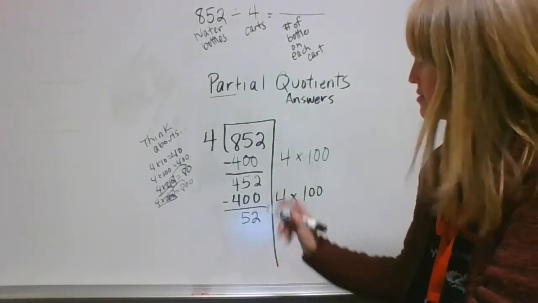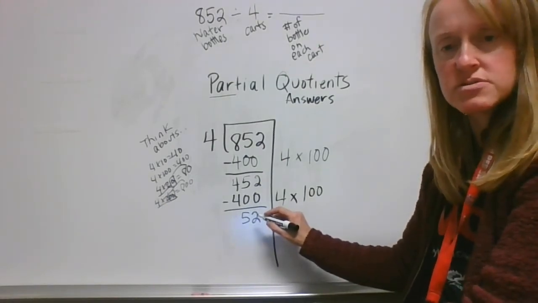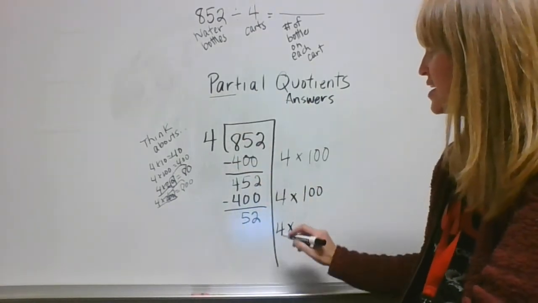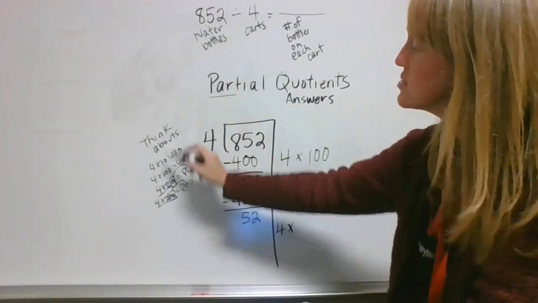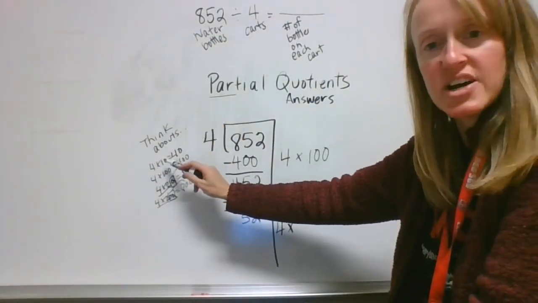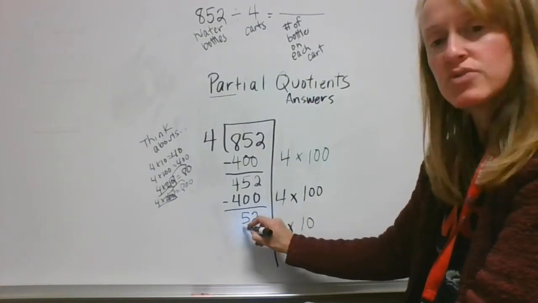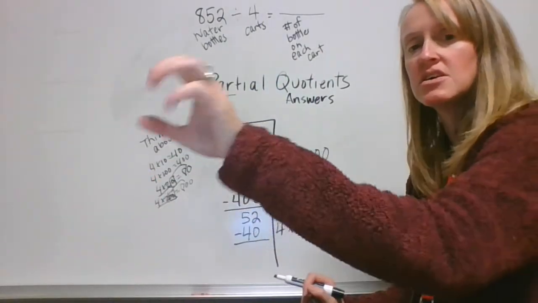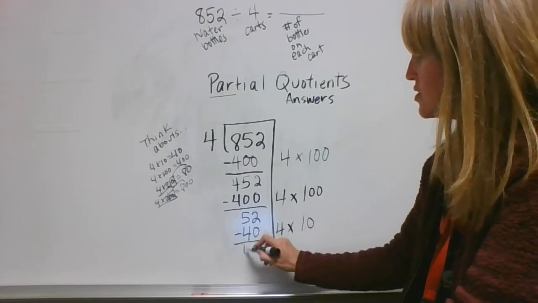Now I have to think. 52 water bottles, and what am I doing with those 52 water bottles? I'm sharing them with the 4 carts. So 4 times what is going to get me close to 52? Let me go to my think abouts. 4 times 10 gives me 40. Let me do 4 times 10. I'm going to write 40 under my dividend and take it away because I've shared 10 here, 10 here, 10 here, 10 here. So that leaves me with 12.